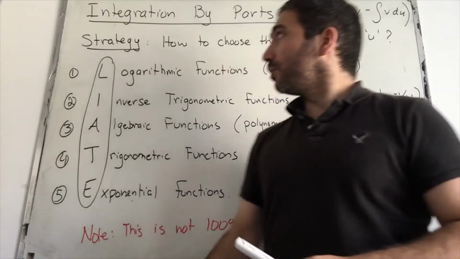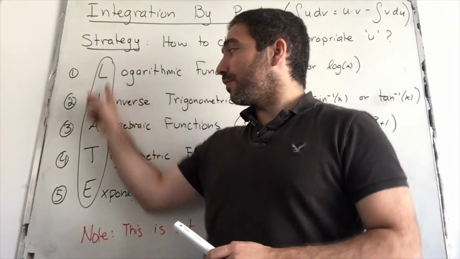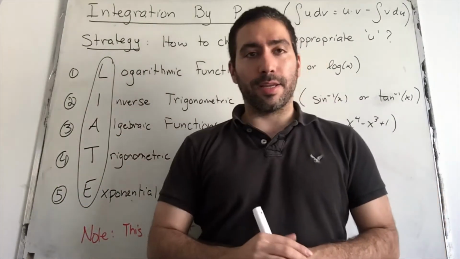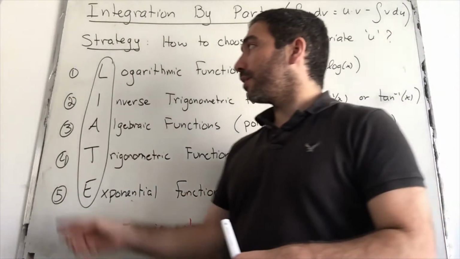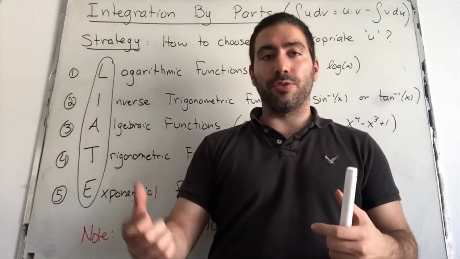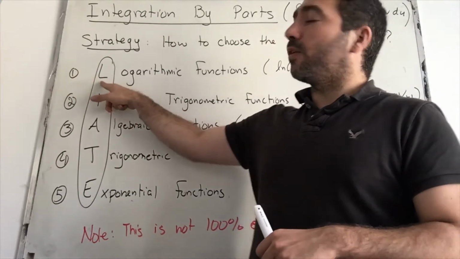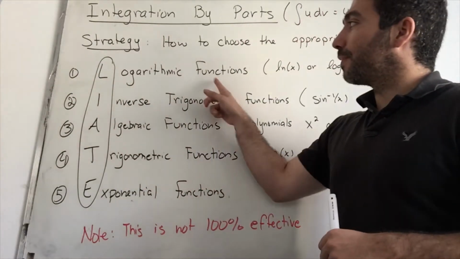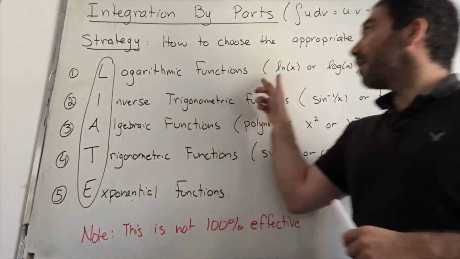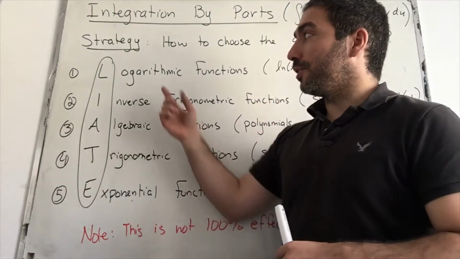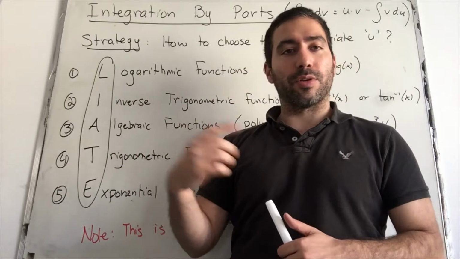Well, in order to choose the U, one of the ways of doing it is to follow this acronym called LIATE, L-I-A-T-E. That's one way of remembering it, and this is the order in which you should choose your functions. So the highest order over here is 1. We have L, which stands for logarithmic function. So if you're dealing with a ln or a log function, that's typically your U. You're going to let U equal your ln or your log function.